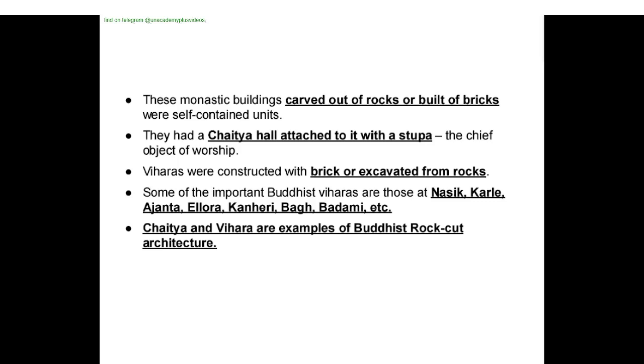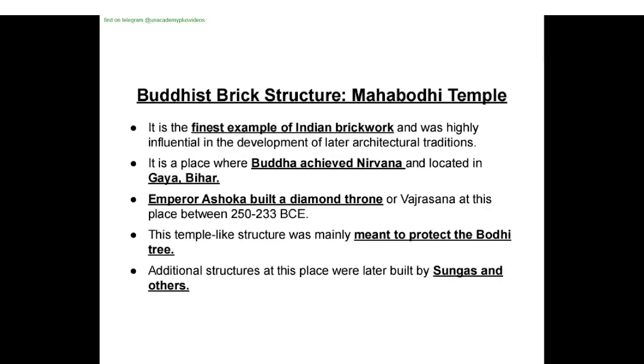Chaitya and vihara are examples of Buddhist rock-cut architecture. Buddhist brick structure, Mahabodhi Temple. It is the finest example of Indian brickwork and was highly influential in the development of later architectural traditions. It is a place where Buddha achieved nirvana and is located in Gaya, Bihar.